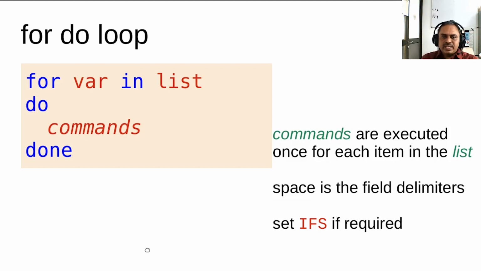Sometimes if your list has the field separator different from the space, then you could also inform that to the shell script by setting the variable IFS in capitals to whatever string or character that is used as a field separator.